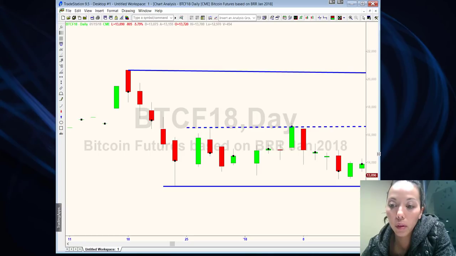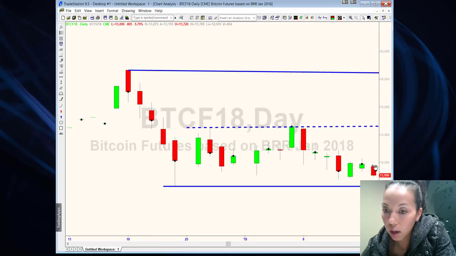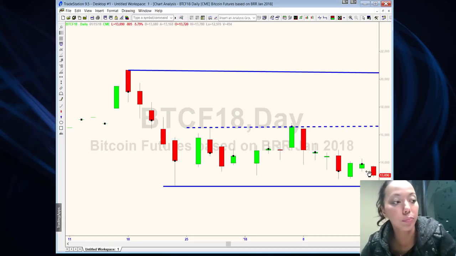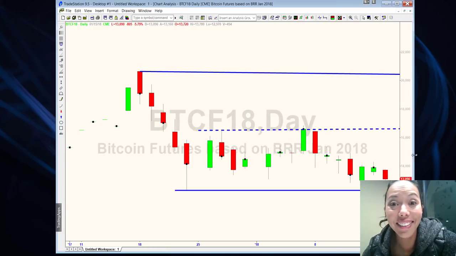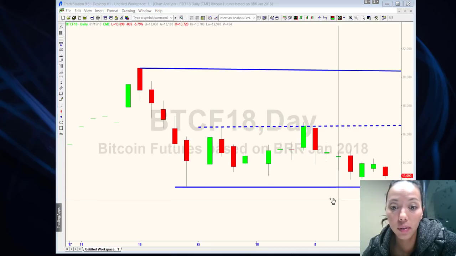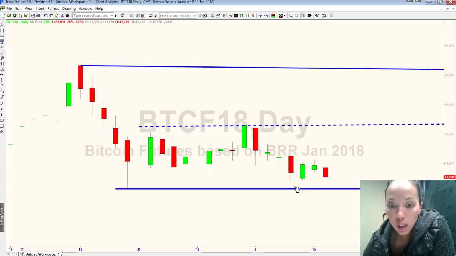Okay. And now we have a lower high and a lower low, still in this little tight range right here. Now we have an even tighter range. And that's it. That's all we got. That's where we're at right now. That is where we're at, my friend.